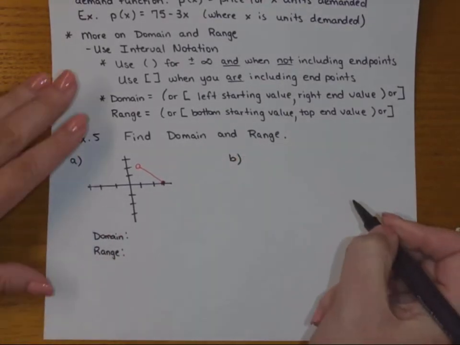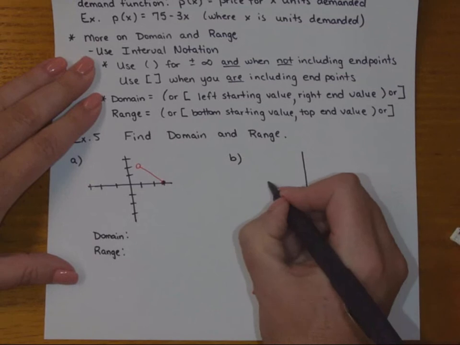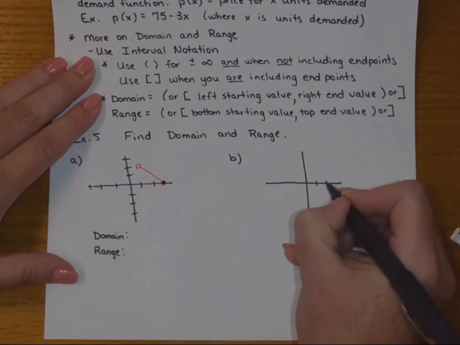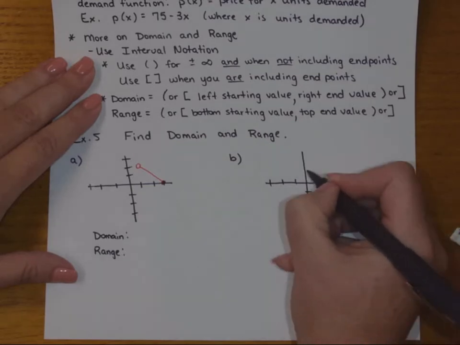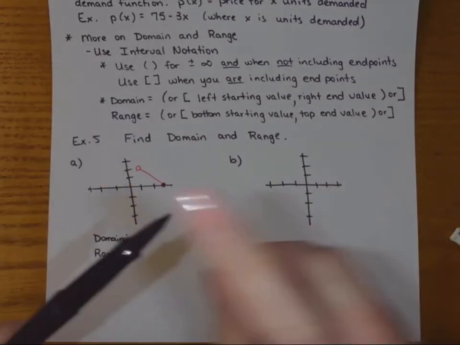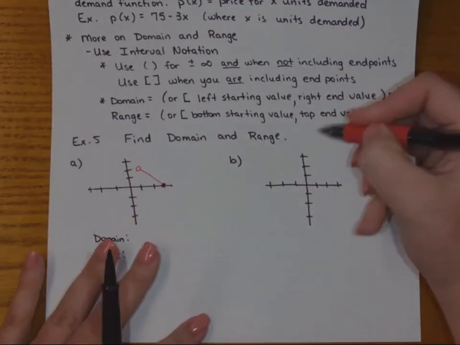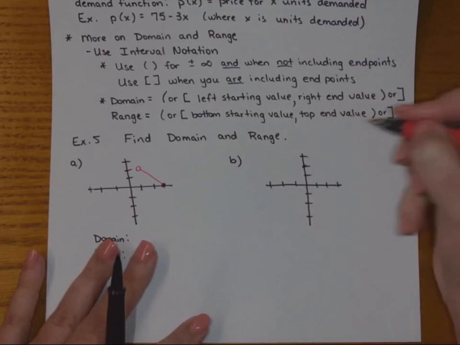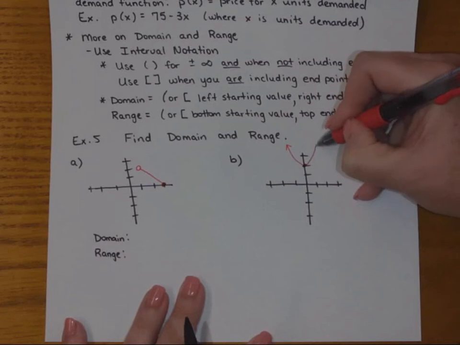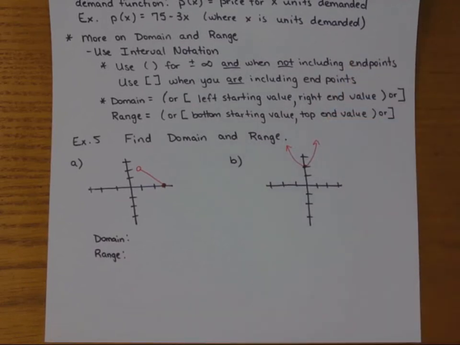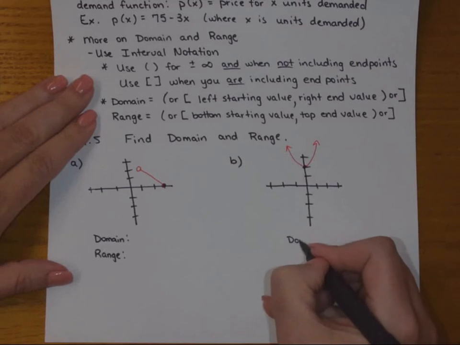So let's look at a second graph. So again, let's keep it fairly simple. So let's just go out 3. And for this graph, let's just draw a parabola. So let's do a parabola that got shifted up 2. And again, we're going to determine what the domain and range are.